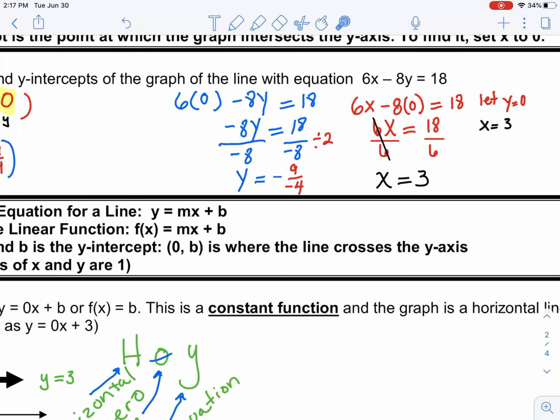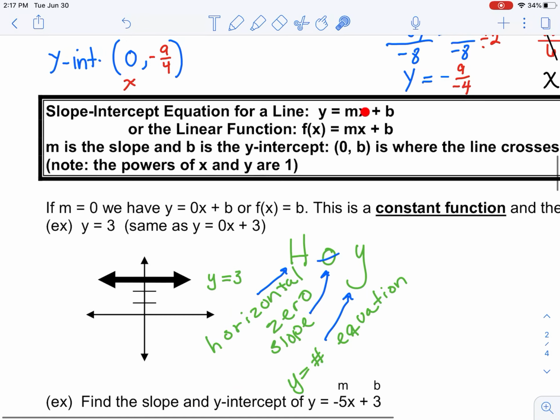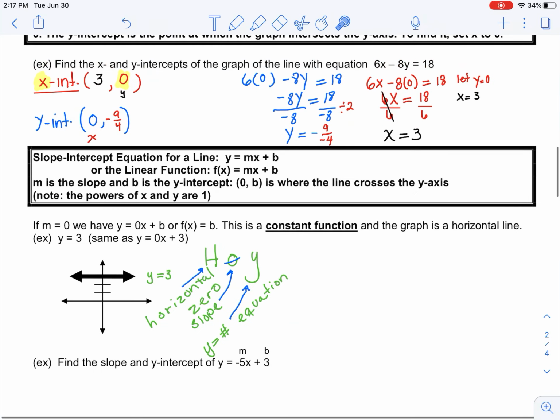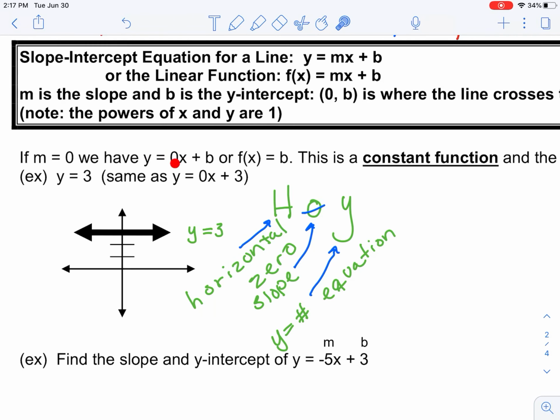Alrighty, so the y-intercept is where the line crosses the y-axis. Okay. Note, the powers of x and y are always 1. So y to the first, x to the first, with a linear function. All right, so if m equals 0, we have y equals 0x plus b, or f of x equals b. Again, we said another way to say f of x is y. And in this case, y equals 3.